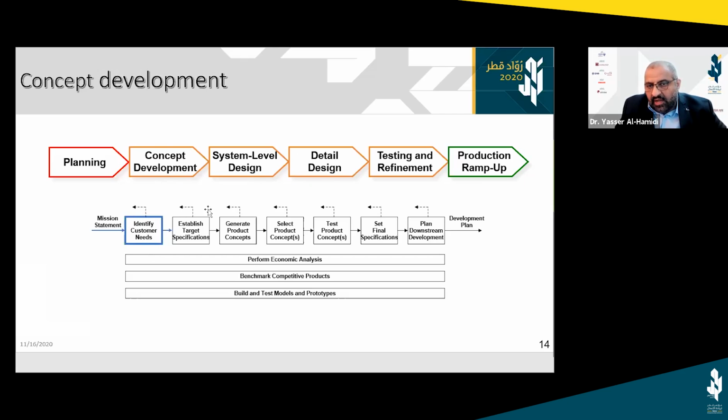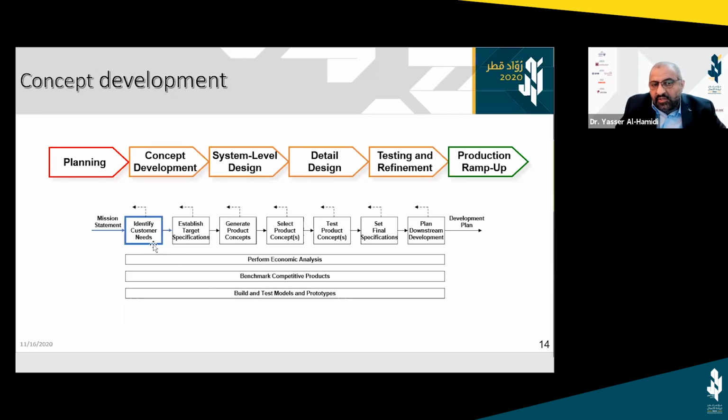As you can see here, I listed all the sub-stages which fall under concept development, and I will be spending some time now to explain how to deal with these different sub-stages. First of all, when we talk about a concept, we need to understand that a concept is a description of the form, function, and features of your product, usually accompanied with a set of specifications. We will be talking about what we mean by specifications, analysis of competitive products, and economic justification of your product.